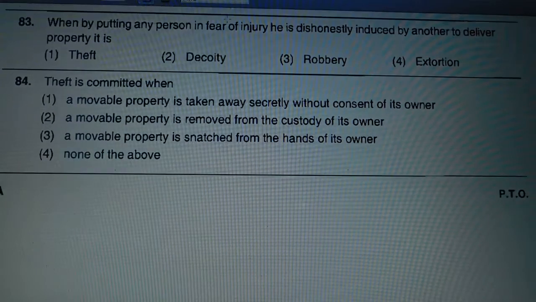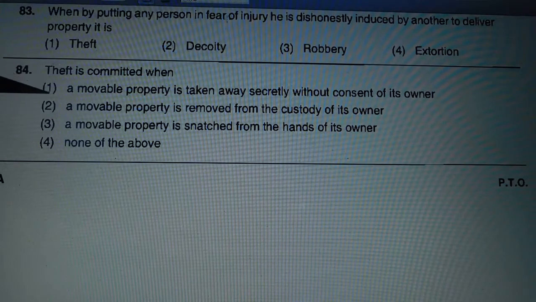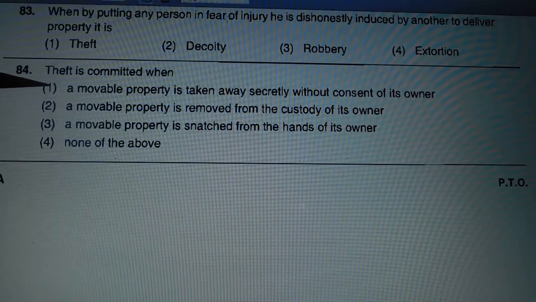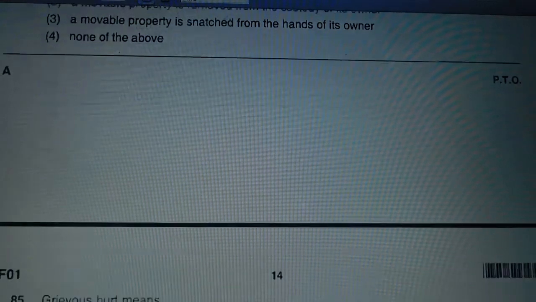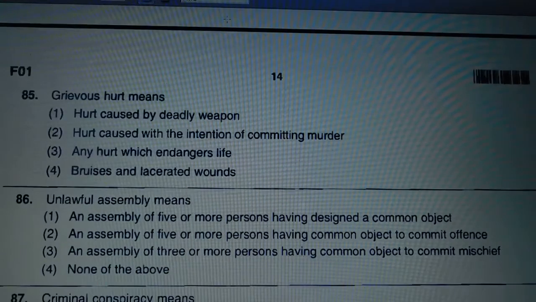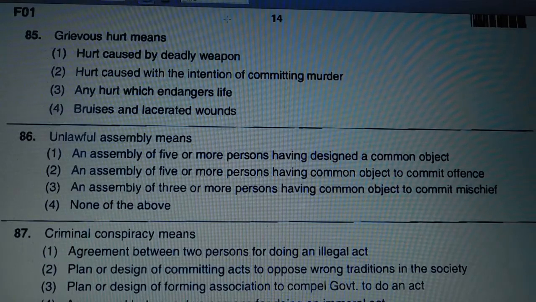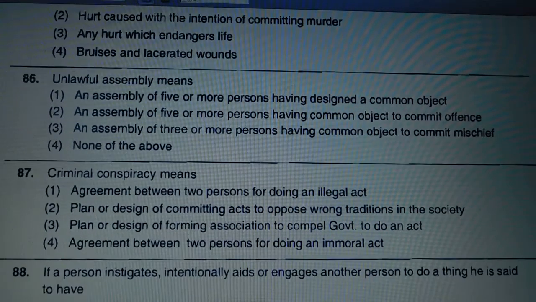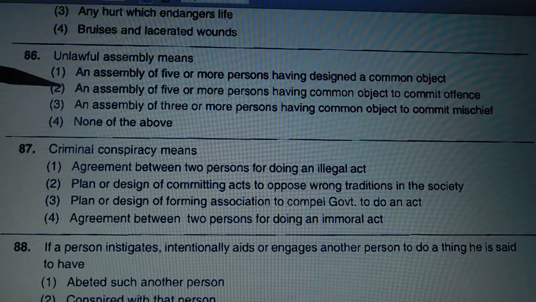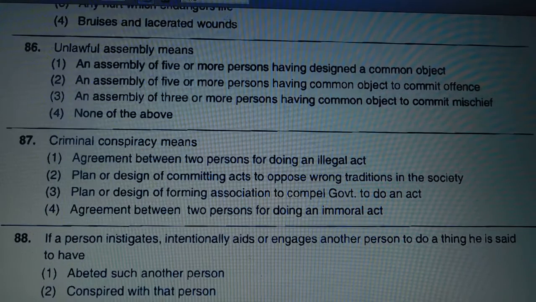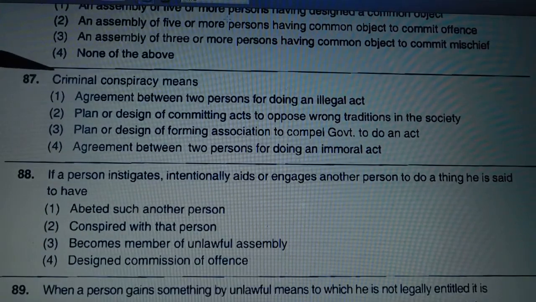Question number 84. Theft is committed when. The answer is a movable property is taken away secretly without consent of its owner. Question number 85. Grievous hurt means. The answer is any hurt which endangers life. Question number 86. Unlawful assembly means. The answer is an assembly of 5 or more persons having common object to commit offense. Question number 87. Criminal conspiracy means. The answer is agreement between 2 persons for doing an illegal act.